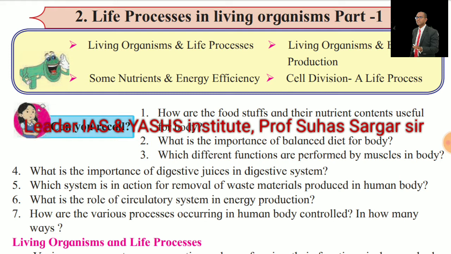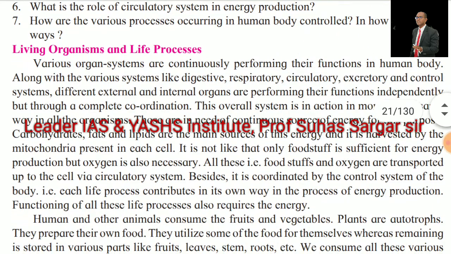Can you recall how the foodstuffs and their nutrient content are useful for the body? What is the importance of a balanced diet for the body? Which different functions are performed by muscles in the body? What is the importance of digestive juices in the digestive system? Which system is in action for removal of the waste material produced in the human body? What is the role of the circulatory system in energy production? How are the various processes occurring in the human body controlled? In how many ways? So let's begin.